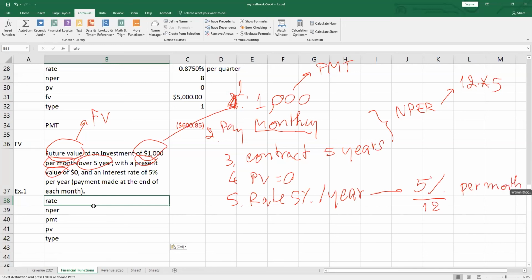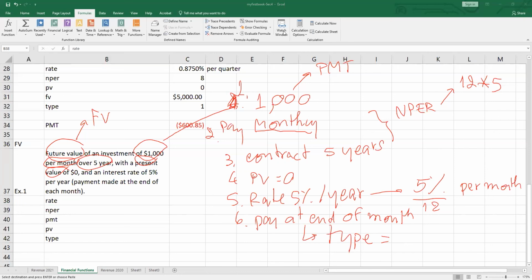Okay. And number 6, it said that pay at the end of each month. Then that means type is what, 0 or 1? Everyone can you type? Yeah, 0, that's correct. Type is 0. And then we start formulating it in this one, rate.